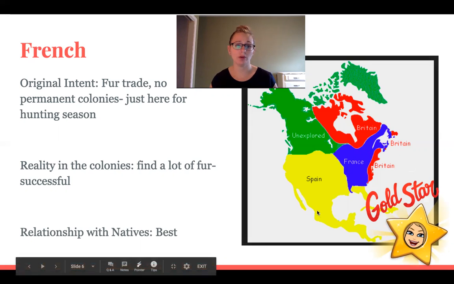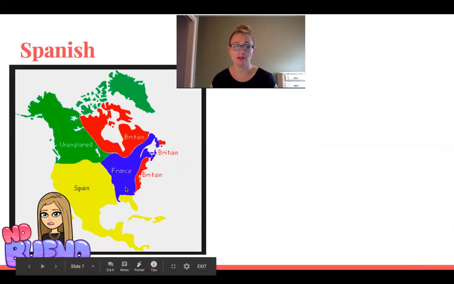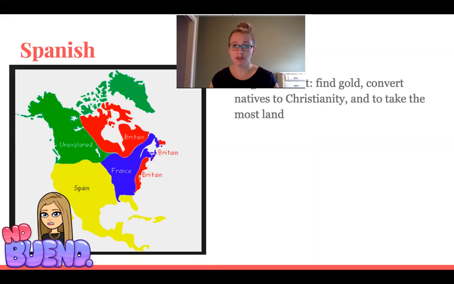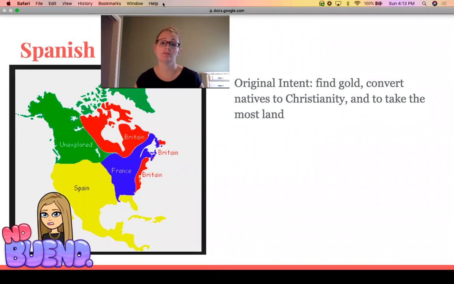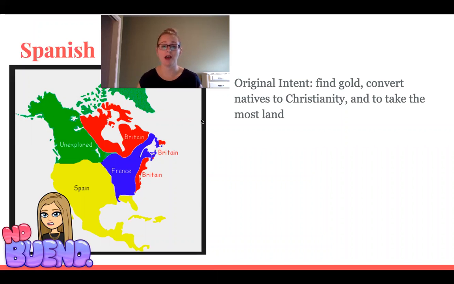The next one that we're going to look at are the Spaniards. And the Spaniards, when they show up, their goal is money, money, money, money, money. They want to find as much gold as they can. They think that there's all of this ancient treasure that's around for them to just find and take. They also want to have the goal of trying to convert the natives into Christians. And then they also take the most land without really asking anybody if they can have it. They just show up and they're like, hey, we're here, we're going to take it over.